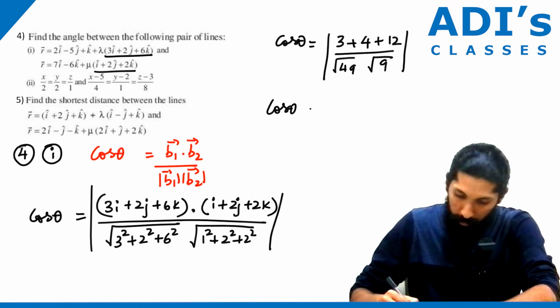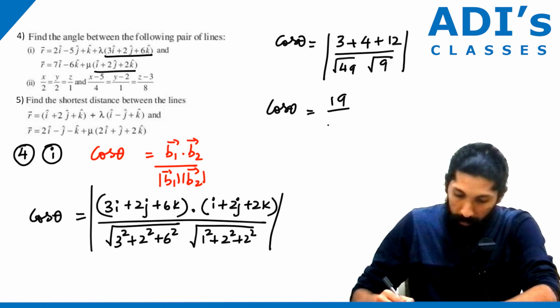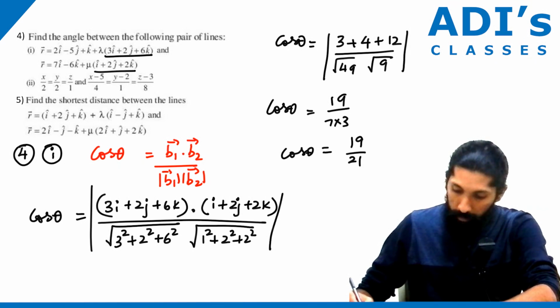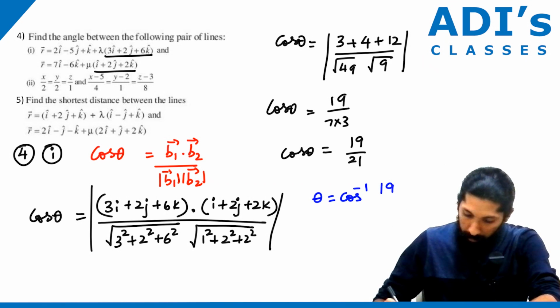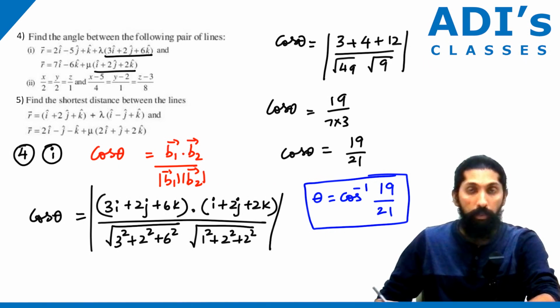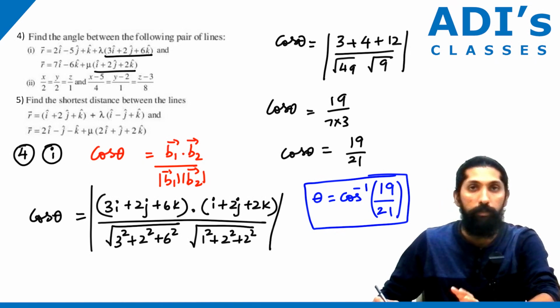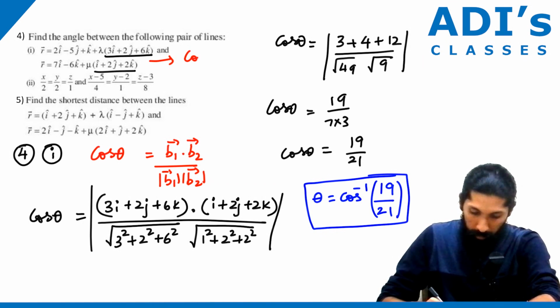Cos theta is equal to, now 12 plus 7, 19. 19 divided by 7 into 3. So cos theta is equal to 19 divided by 21. Or for the final answer you can write, theta is equal to cos inverse 19 divided by 21. So this is going to be the final answer. Fine. Cos inverse of 19 divided by 21. This is the value of theta. So the answer for the first one is cos inverse 19 by 21.